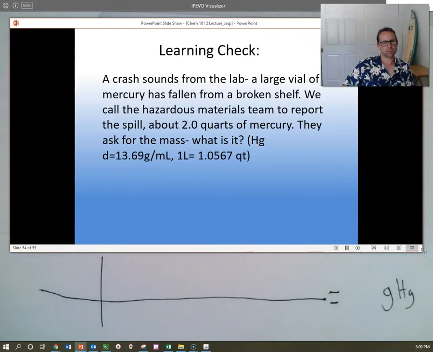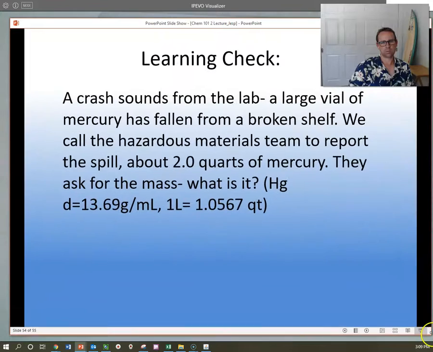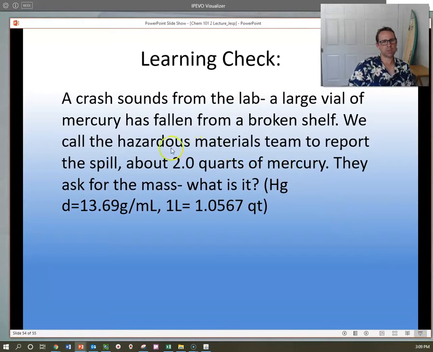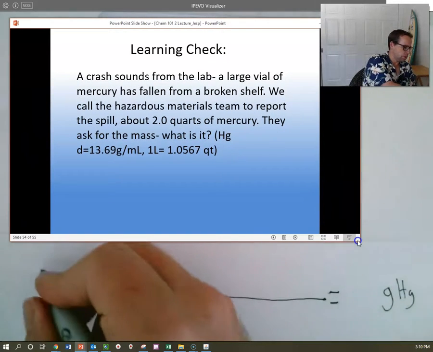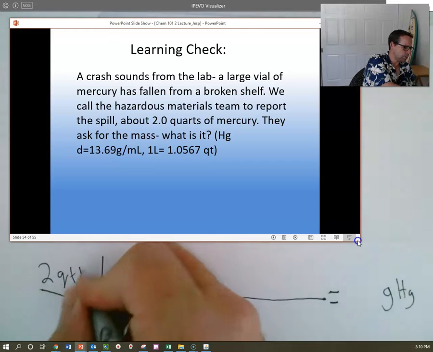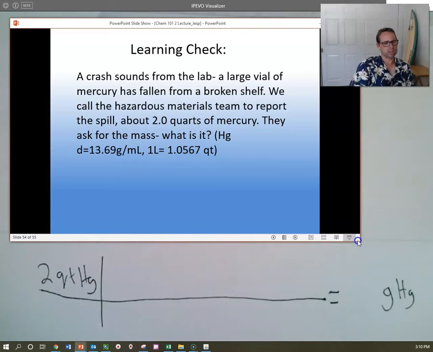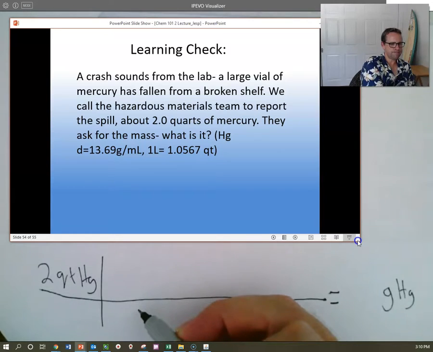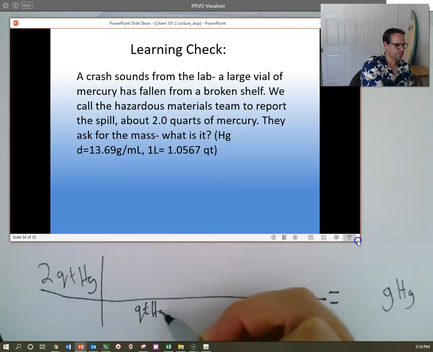What do they give us? What do we start with? The 2 quarts. All right. Now you could start with liters per quart, but we're going to go with quarts. I think it's going to be easier for us to think about if we start with quarts on top, the 2 quarts of mercury. Okay. What goes down here now? Quarts. That's right, quarts of mercury.